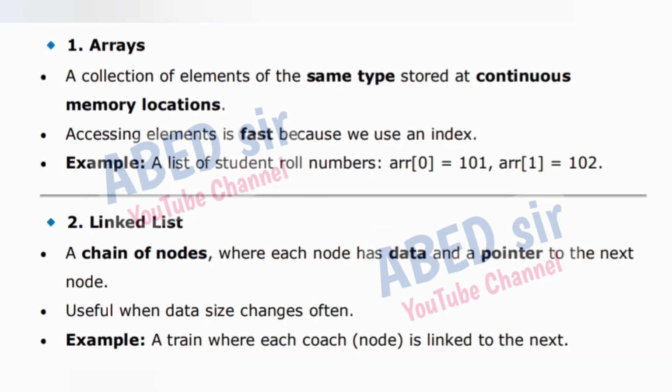1. Arrays. A collection of elements of the same type stored at continuous memory locations. Accessing elements is fast because we use an index. Example: a list of student roll numbers, R[0] is equal to 101, R[1] is equal to 102. 2. Linked list. A chain of nodes, where each node has data and a pointer to the next node. Useful when data size changes often. Example: a train where each coach, node, is linked to the next.